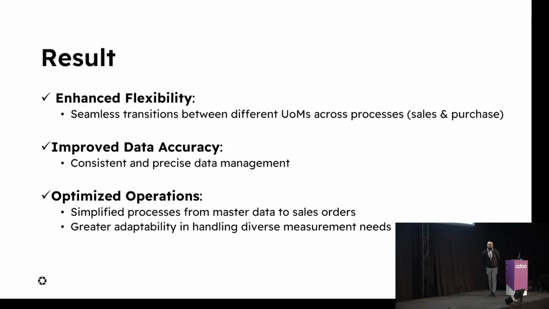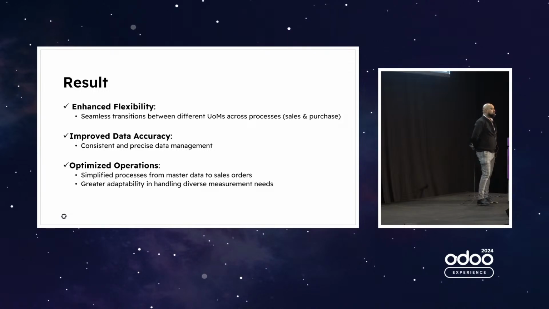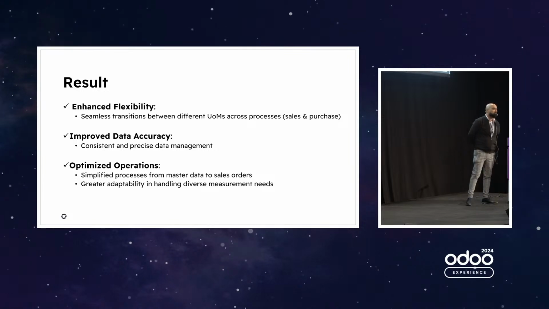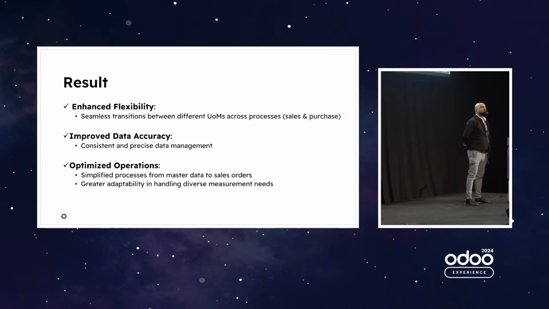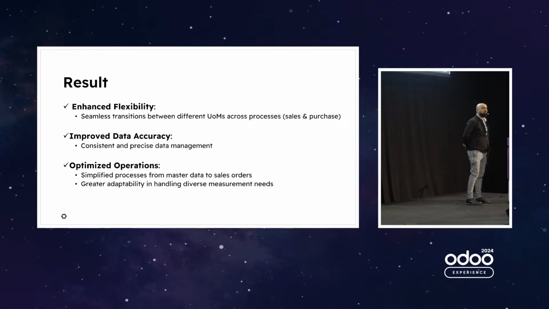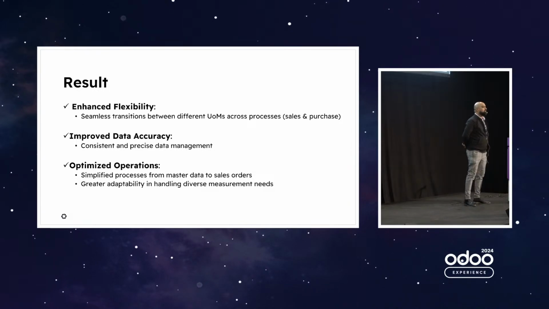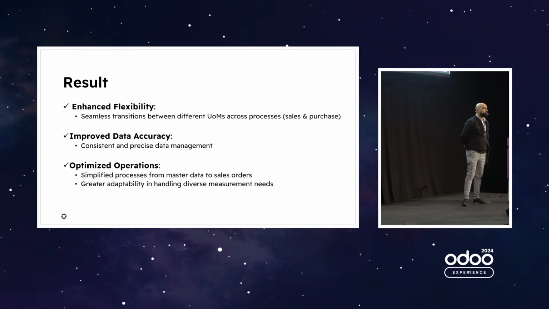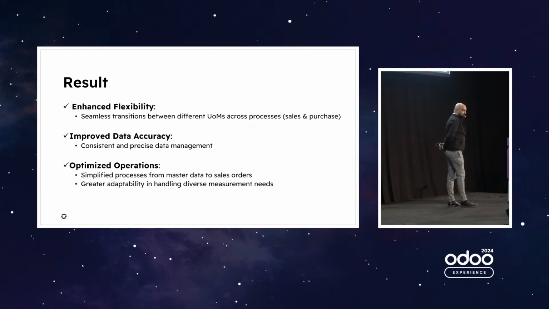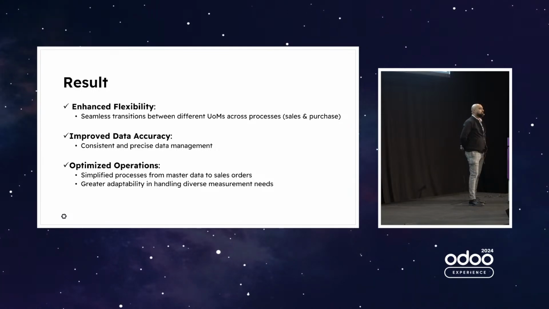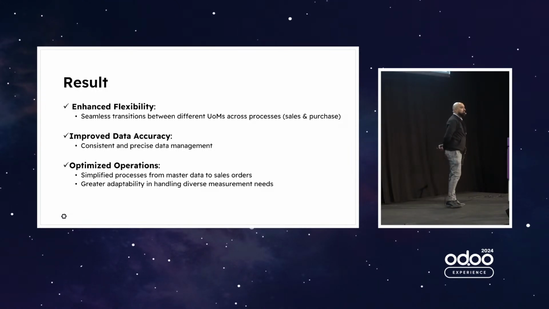So what were the results here basically? Enhanced flexibility. So seamless transitions between different processes from a sales perspective, purchase perspective, but also from a master data setup perspective. Improved data accuracy. Calculations are now being done in a unified way inside one tool. So no longer Excels stored on your desktop, user by user, each making a calculation. Everything is stored in Odoo, making all users eligible to use that specific type of measurements for a given product. And optimized operations, of course. So simplified processes from master data to sales orders, and also the adaptability in handling all the different types of measures.